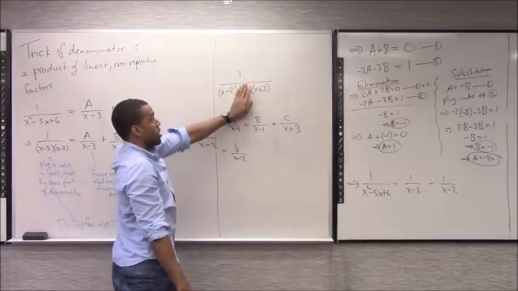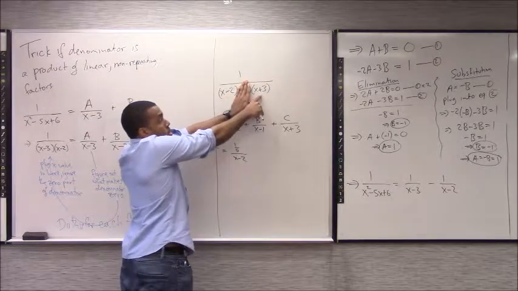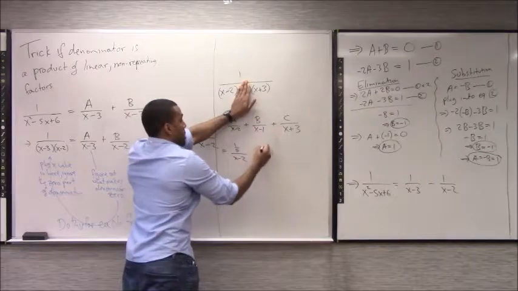1 makes this 0, so cover that up and plug in 1. That would be a negative 1. That would be 4. So it's minus 1/4.